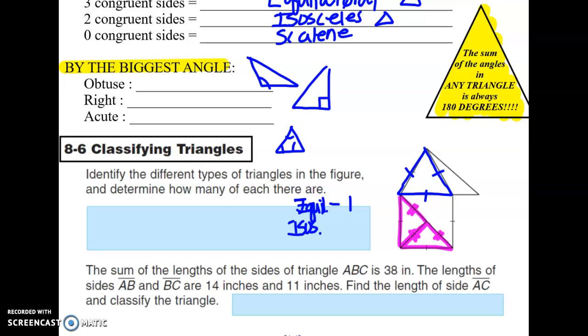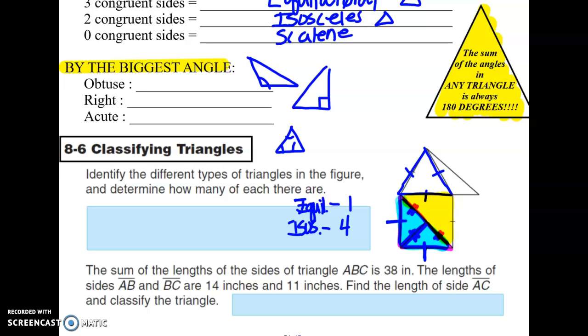I'm also noticing if I look at this triangle, put those two together, I have another isosceles triangle because there's one tick mark here and one tick mark here. So that makes three isosceles triangles. And if I did the one right next to it over here, that makes four isosceles triangles right there.